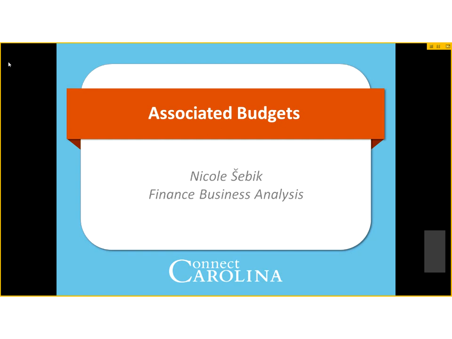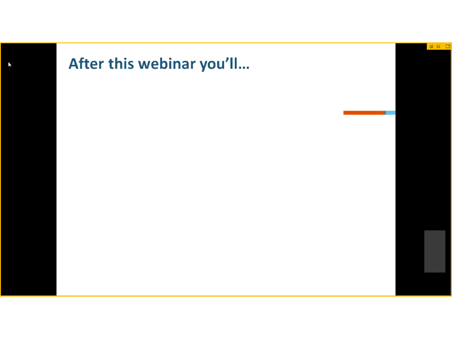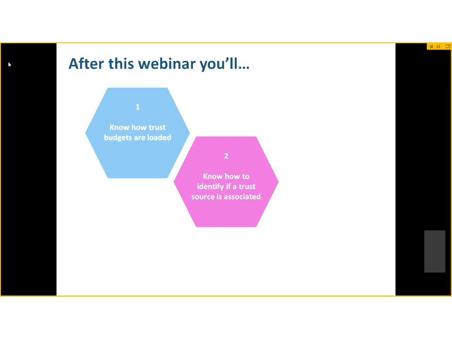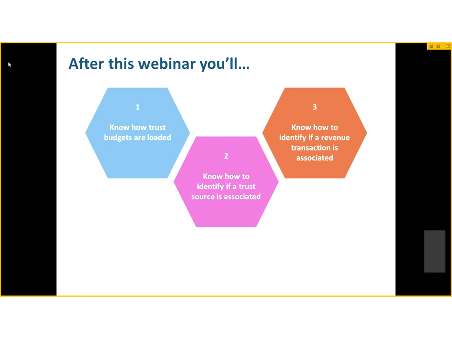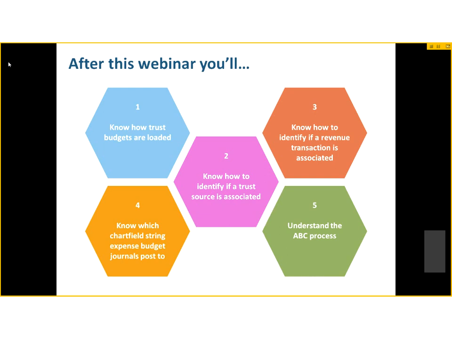I'm Nicole Shevick, and I am with Finance Business Analysis. I'm the BA for Commitment Control, and that is Associated Budget for Managed and Commitment Control. After this webinar today, you will know how your trust budgets are loaded. You will know how to identify if one of your trust sources is associated. You'll know how to identify if a revenue transaction is associated. So why did this revenue transaction trigger association and another one didn't? You'll also know which chart field stream expense budget journals will post to. And then finally, we'll make sure that you understand the ABC process.